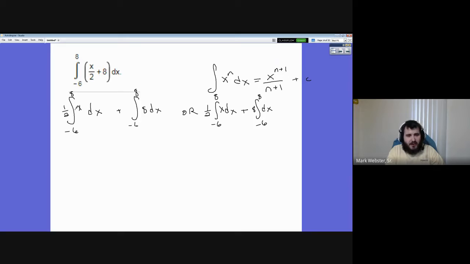So I'm going to take the integral of x. Remember, raise the power by 1, divide by that new number. So it goes from 1 to 2. So now what we're dealing with is 1/2 x squared over 2, and we're evaluating it from -6 to 8. This little line here with the numbers, that's just a way that people do it.